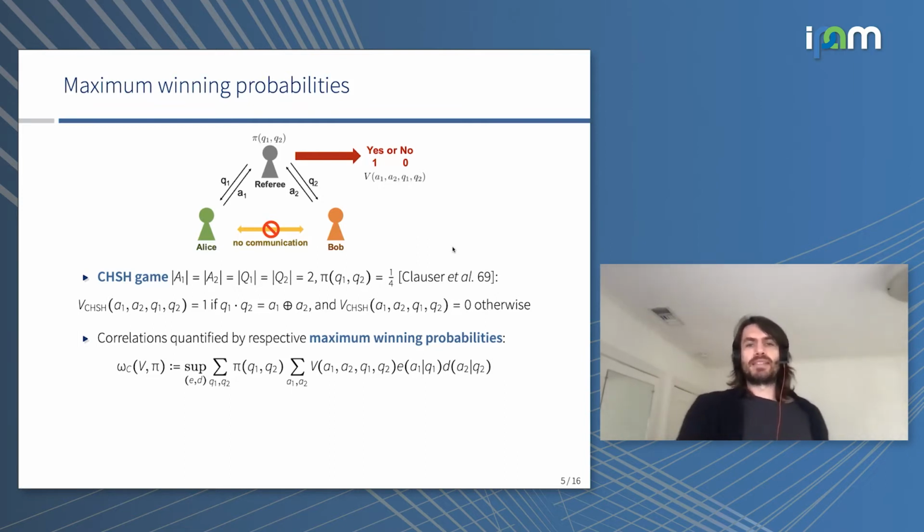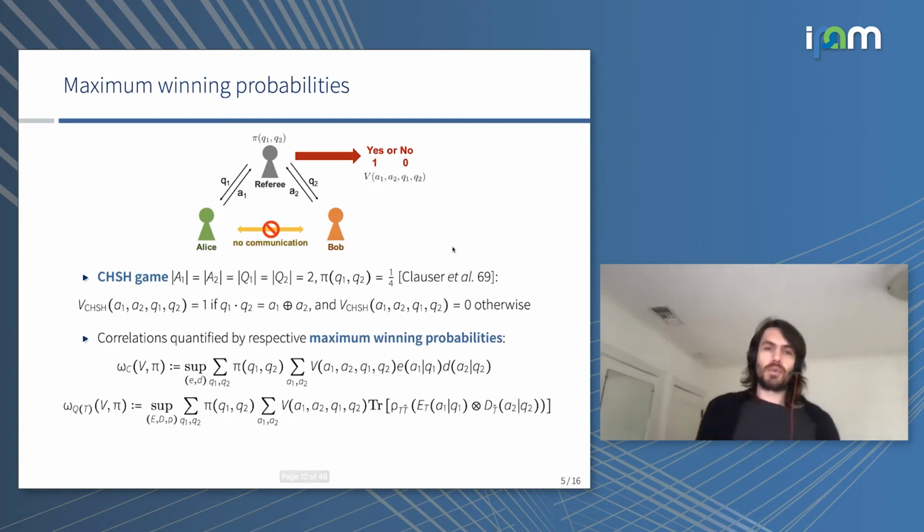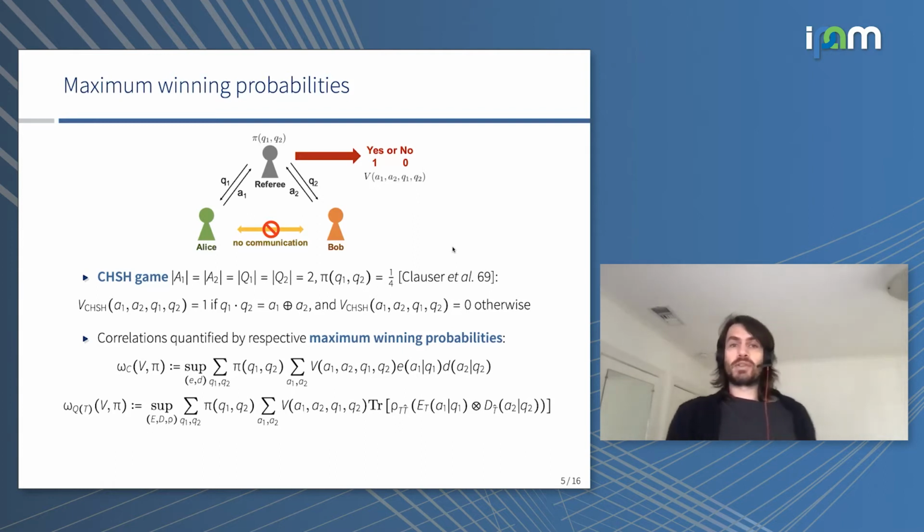So this is basically a product strategy, but using correlations, classical correlations, does not change the value of this maximum winning probability. And of course, now to bring in the quantum, we can ask, what if Alice and Bob have quantum resources at hand? And in particular, before the game starts, they could have distributed some entanglement.